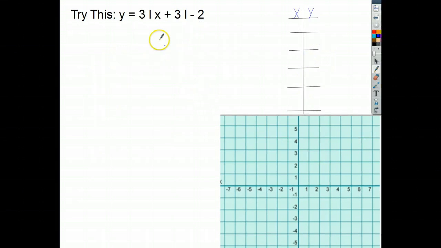But before we do it, let's think about what we're going to get. Look at the a. It's positive, so it tells me that the V opens up. And the absolute value of 3 is greater than 1, which should translate into a more narrow V. Let's see if that's what we get. You go ahead and work it.